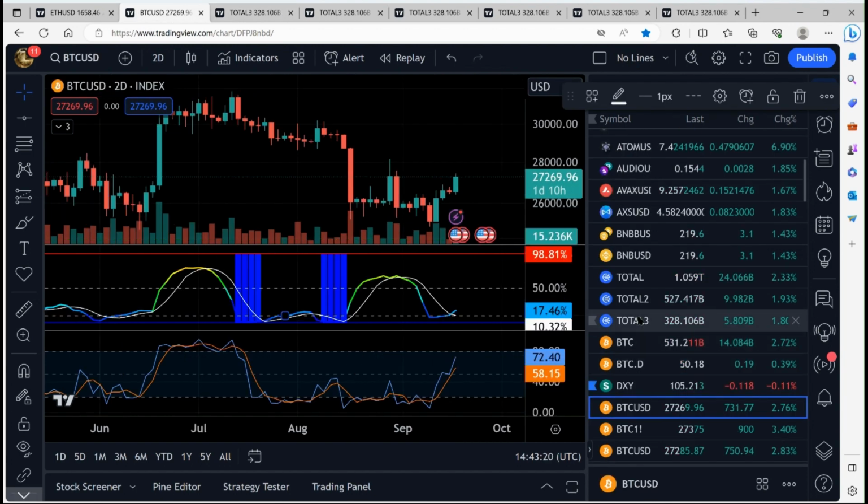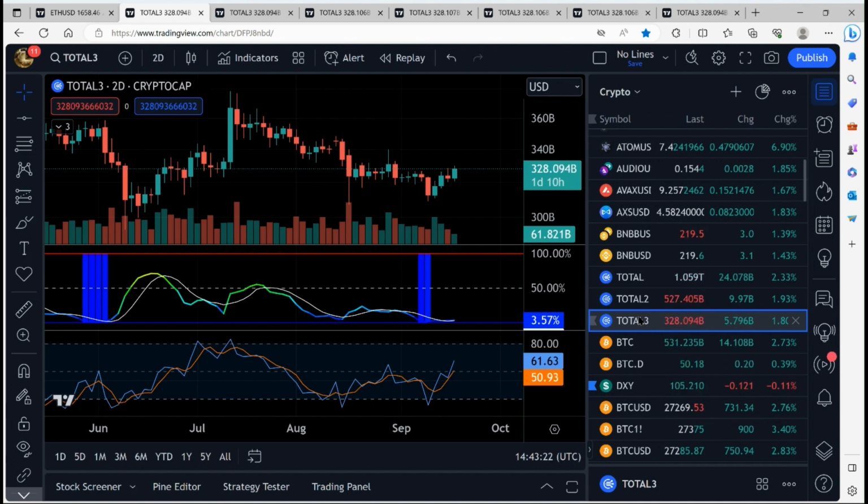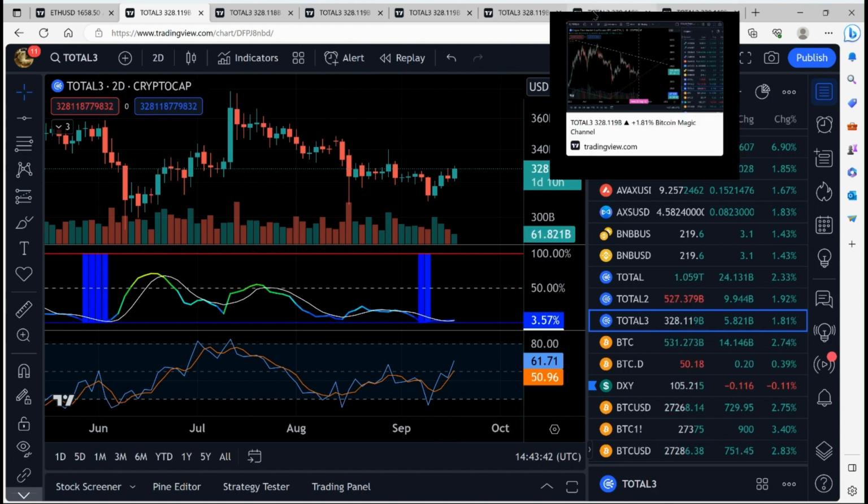Now let's switch this to the 3-day. On the 2-day time frame, same thing. Whoa, so see, this is a little bit different than Bitcoin. We are still at extreme lows here. Next closing is in a day and a half, so let's see what happens there.